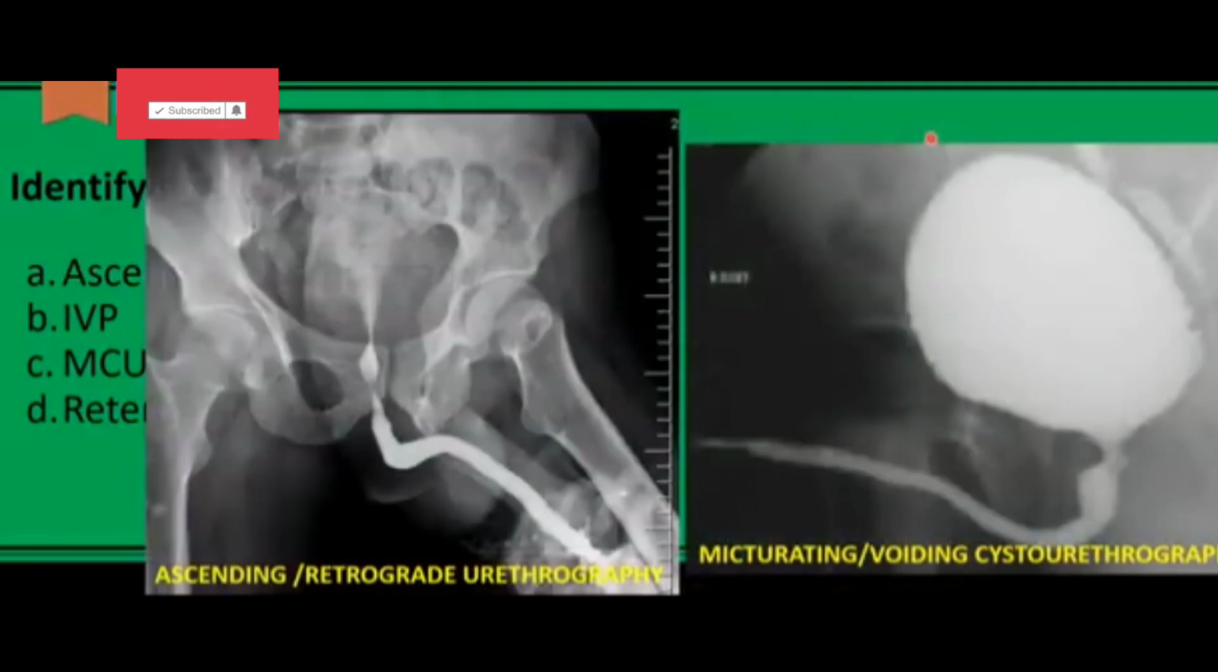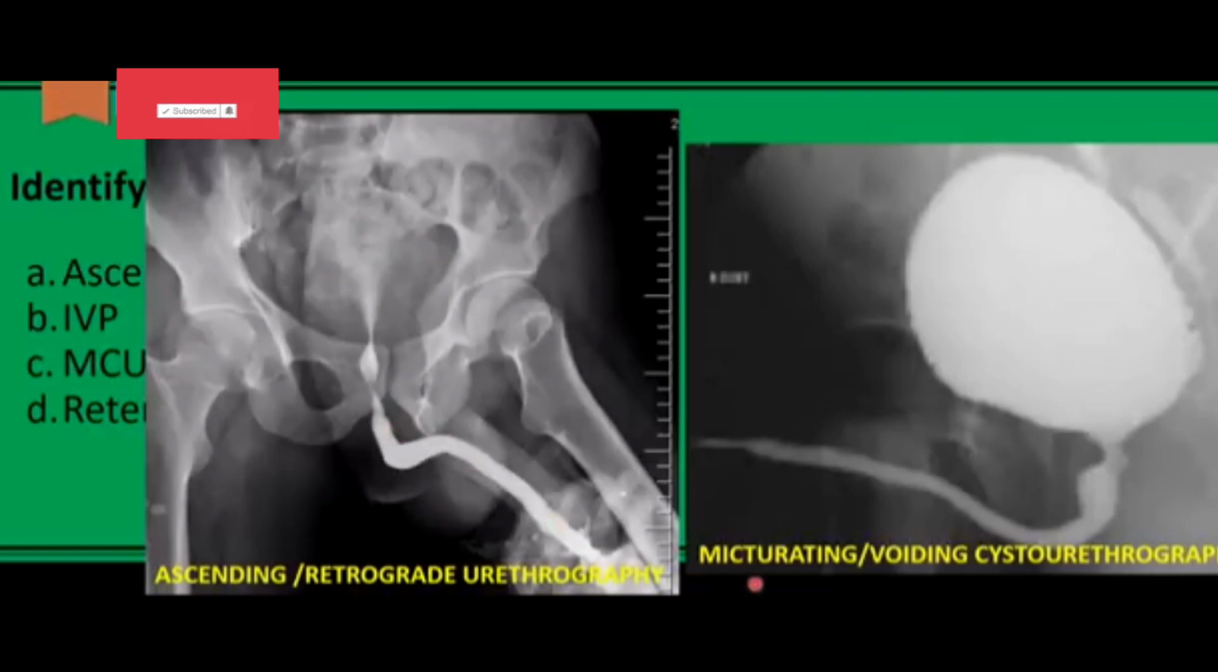Now coming to the next two, that is ascending or retrograde urethrography and micturating cystourethrography. As the term says, ascending or retrograde means that again we are going from down to up, it is ascending. Urethrography means it is for the urethra, abnormalities like stricture, urethral injury. So we inject the dye in the urethra, basically concentrating on the urethra. So in this case the bladder will not be full because we are only concentrating on the urethra.